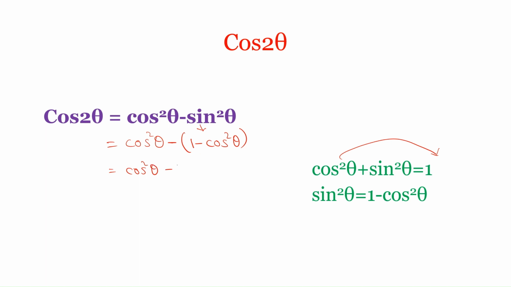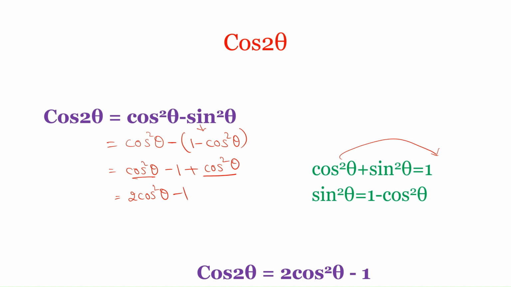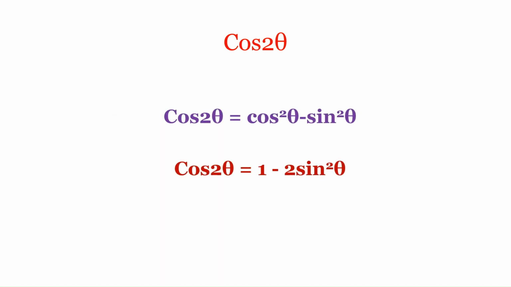Taking minus inside makes minus 1 plus cos square theta. These two are similar terms, so it is 2 cos square theta minus 1. This is the third formula for cos 2 theta. We have got three formulas for cos 2 theta. That is, the first one is cos square theta minus sin square theta, then 1 minus 2 sin square theta, and the last one is 2 cos square theta minus 1.